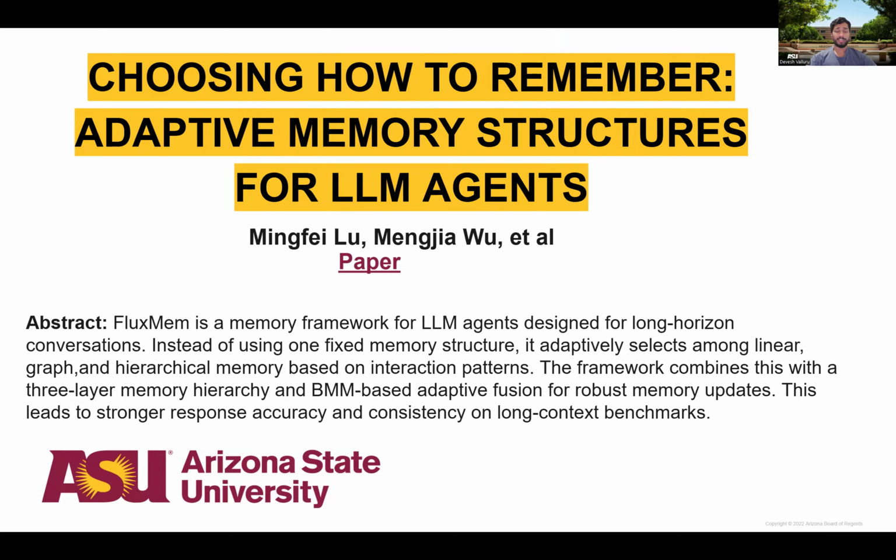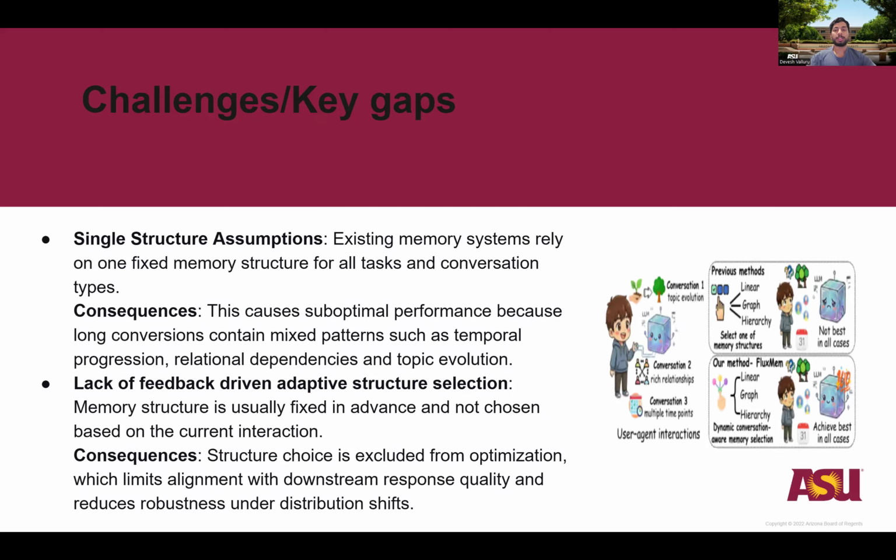The abstract of this paper is that it introduces a memory framework called FluxMem, designed specifically for LLM agents that are dealing with long horizons and conversations. Instead of using one single memory structure, it adaptively selects among linear, graph, and hierarchical memory based on the interaction patterns. The framework also combines this with a three-layer memory hierarchy, and it uses BMM-based adaptive fusion for robust memory updates. This leads to stronger response accuracy and consistency on long context benchmarks.